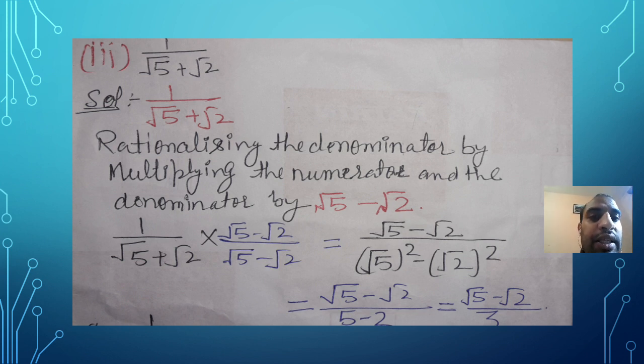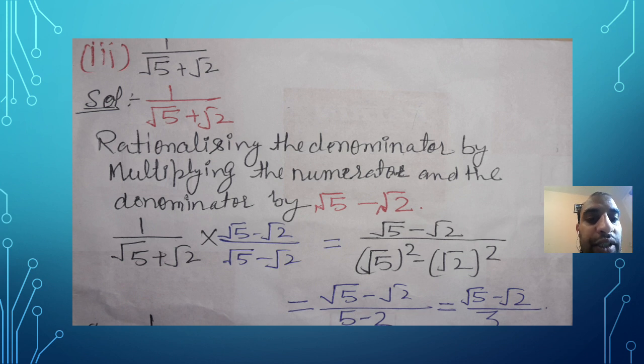Here you can see easily the plus sign is in between. That means whenever you are multiplying numerator and denominator, then you need to multiply with the same numbers but with a change in sign. So rationalizing the denominator by multiplying numerator and denominator by √5 − √2. You can see here only one change is there, the change of a sign. Once again, it is very clear to you how to multiply now.